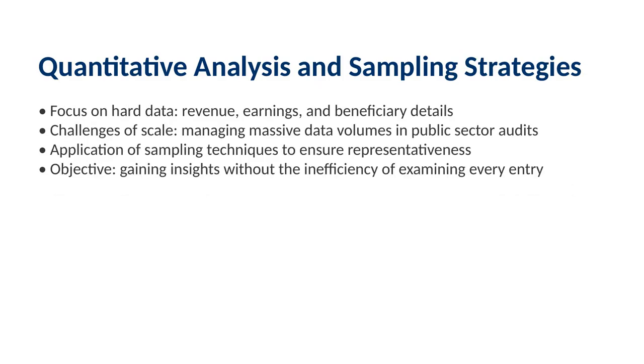Now, let's dive into the final stages of the planning process for a performance audit. We start with quantitative analysis. This is where the auditor examines hard data. Think of things like revenue figures, earnings, or specific details about beneficiaries if it's a government program.